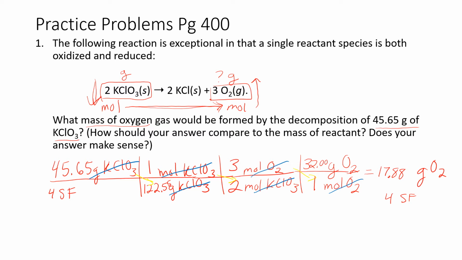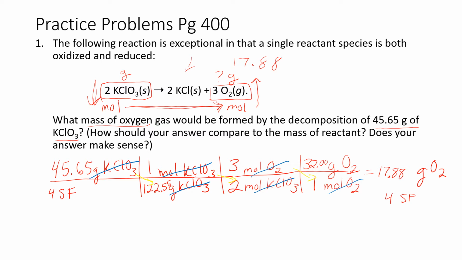Okay, so this process is a way of finding any information out about a chemical reaction based on what we are given. So we were given 45.65 grams of potassium chlorate, and we wanted to figure out how much oxygen we can produce from that. So we got 17.88 grams of oxygen. Again, it is less than what we started with, which makes sense because the rest of that mass, if 17.88 is our oxygen, then the rest of the 45.65 should be the KCl. It breaks down.